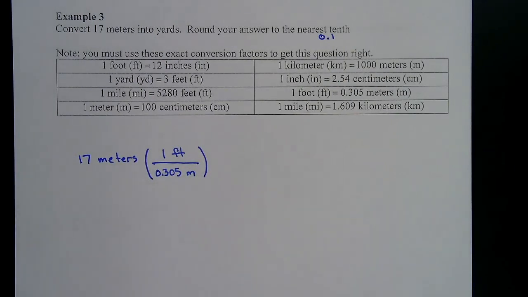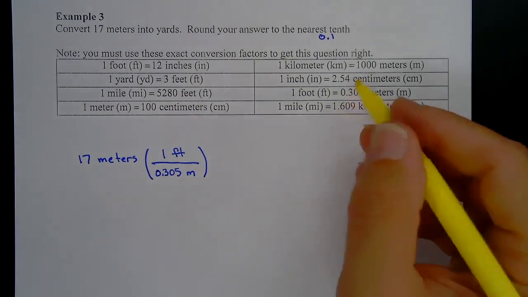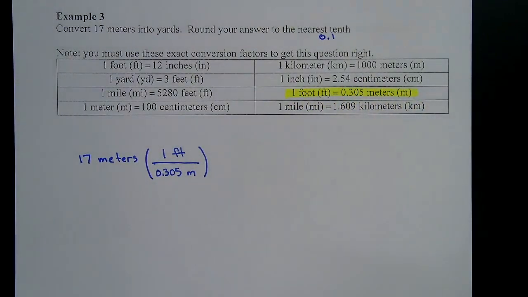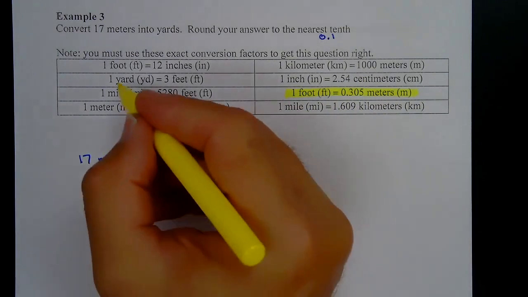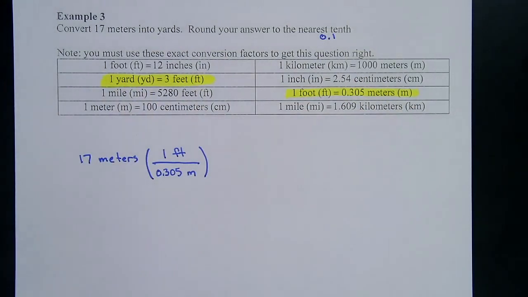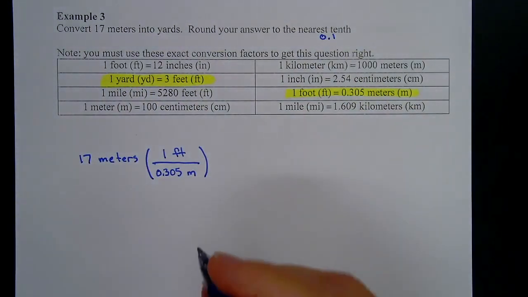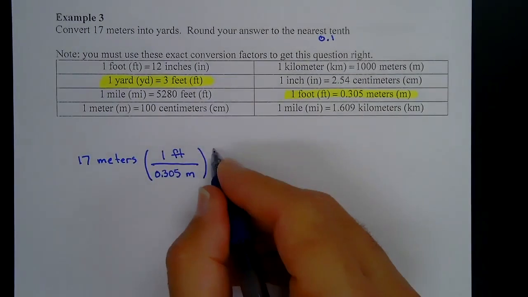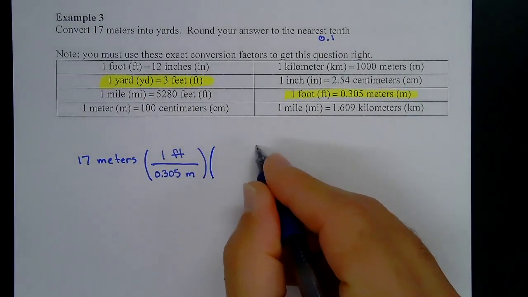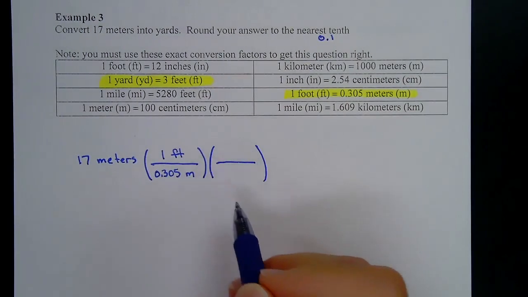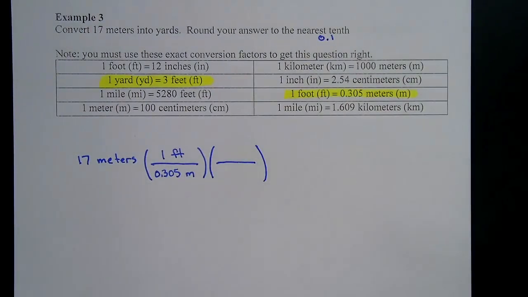Now we need to get to yards. We have feet, we need yards. I use this one: 1 foot is 0.305 meters. I want to go from feet to yards, and I have that one right here, so I can use this one. Those are the two I'm going to use. If I stop here, I'm going to have feet. Again, I want yards, so I need another version of 1. This is a version of 1, and this is going to be a version of 1. That's the whole idea of why this works.